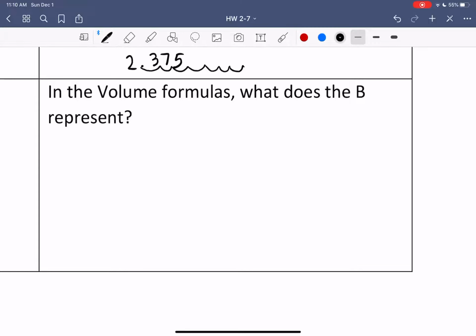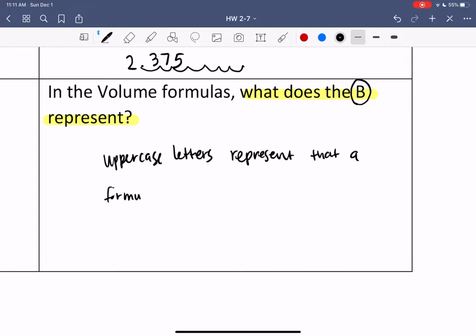In volume formula, what does B represent? Okay, I'm going to go ahead and skip this one because I have said it many times in this video so far. So the big B, remember, like you learned in 7th grade, when there's a capital, uppercase letters represent that a formula is inside.